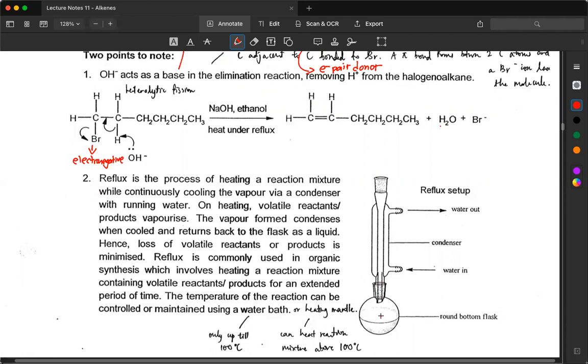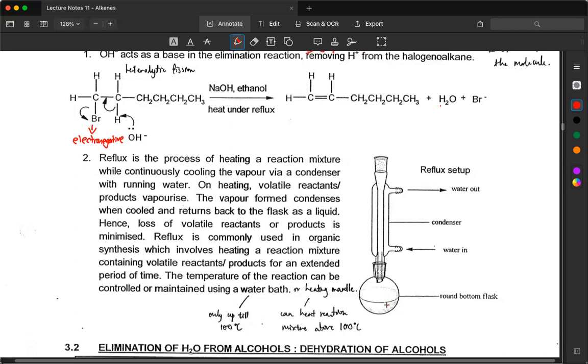So what happens is that while the reaction mixture is heated, the volatile reactants or products will vaporize. The vapor condenses and cools, and goes back to the flask. So there will be a continuous process of heating and cooling with the help of the condenser. You are trying to reduce the loss of volatile reactants and products by having this process of allowing the vapor to condense and return back to the round bottom flask.